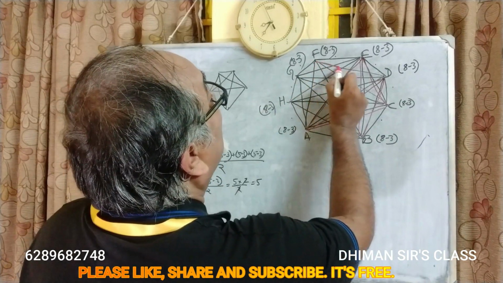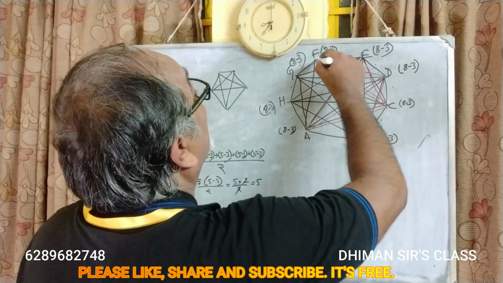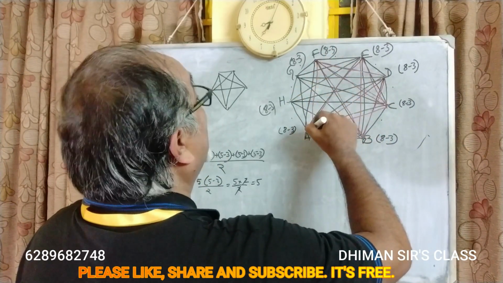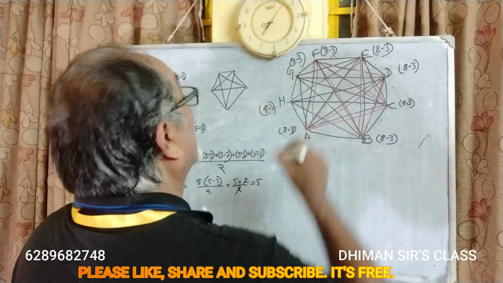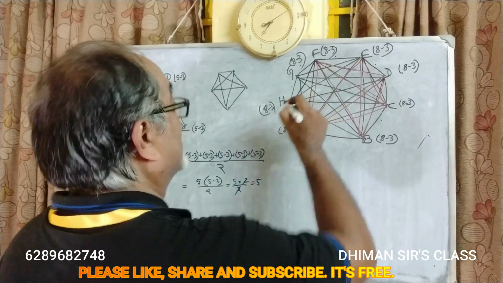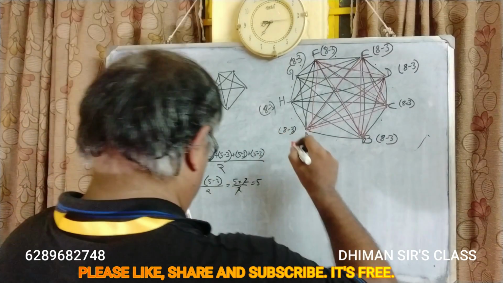F to D drawn, F to C drawn, F to B drawn, F to A drawn, only F to H is left. Okay. Now F also finished. Now G.